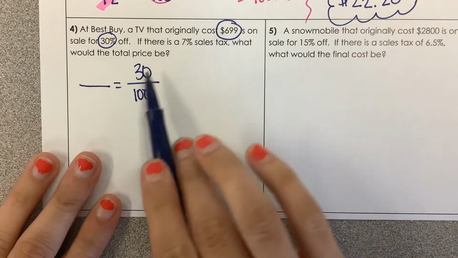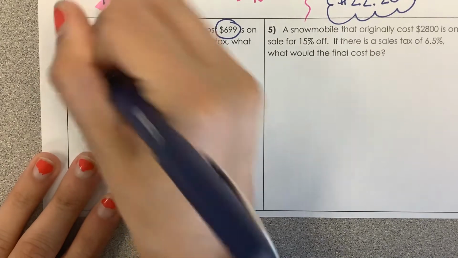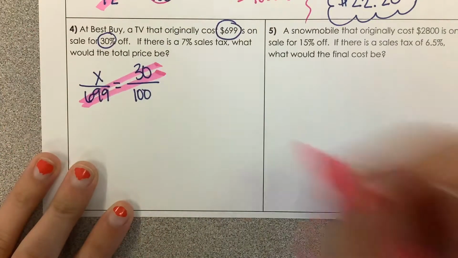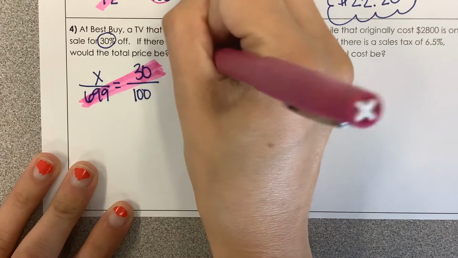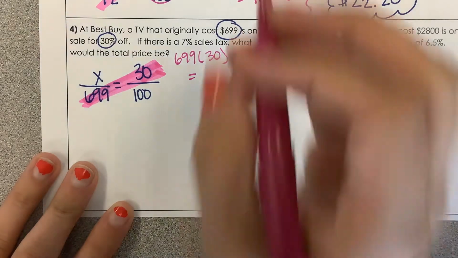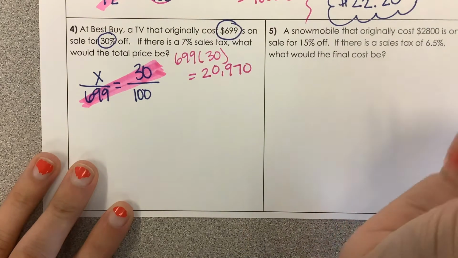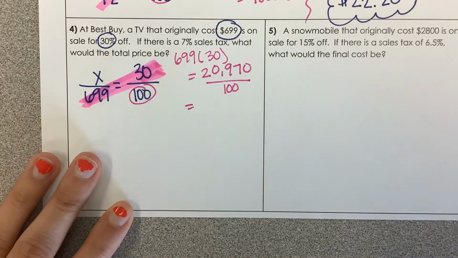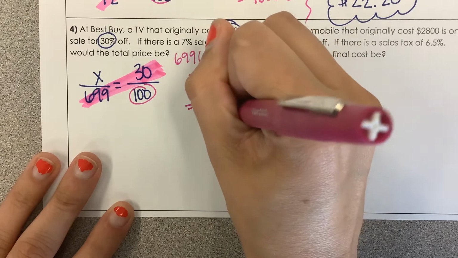So let's figure out what 30% is of $699. In my proportion, I'm filling out 30% out of 100. $699 is our original on the bottom left. We are solving for what is 30%. So looking at my diagonals, I'm going to multiply $699 times 30, which is 20,970. And we are dividing that by 100 to get 209.7.